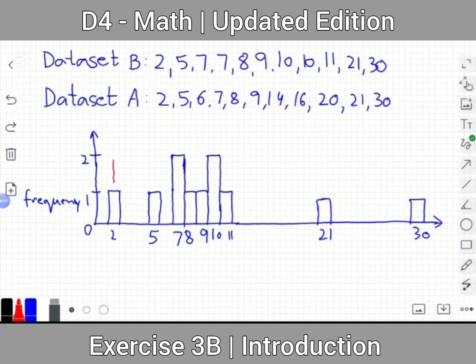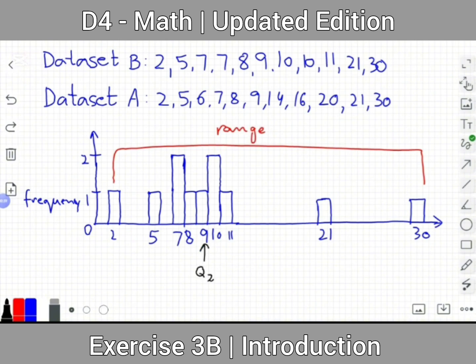Here the range is from the smallest value to the largest value of the data points. Here is the range. And now the median is 9, which is also the second quartile. The first quartile is 7, or we call it lower quartile, and the third quartile is 11, Q3. And this is the interquartile range.